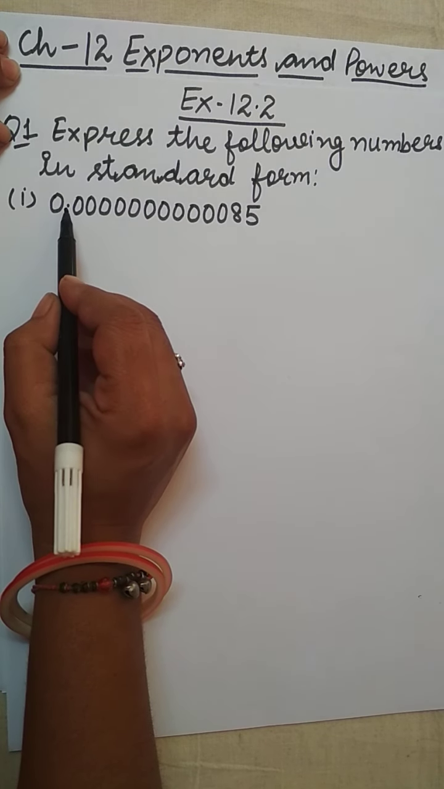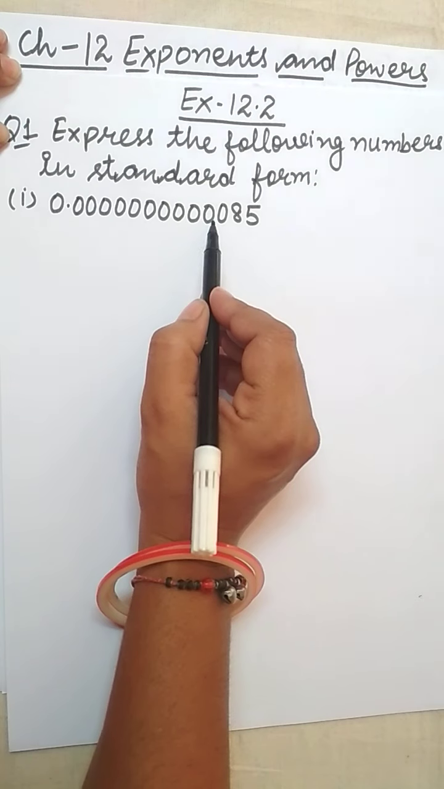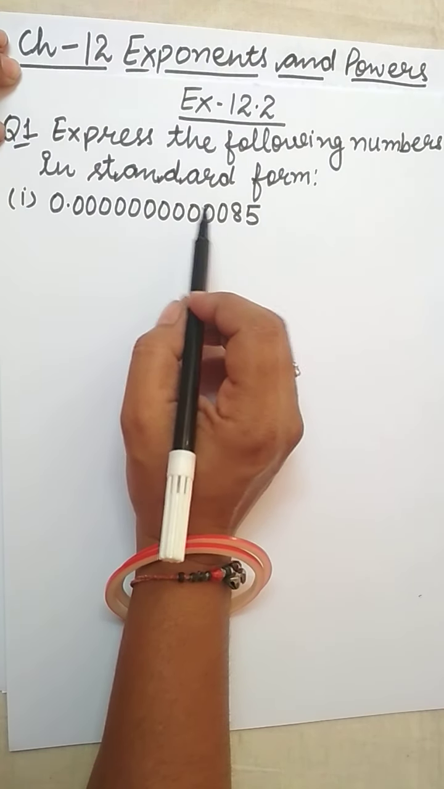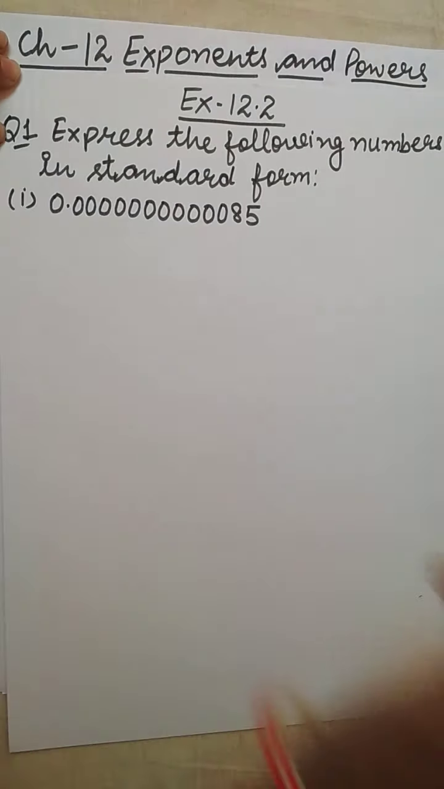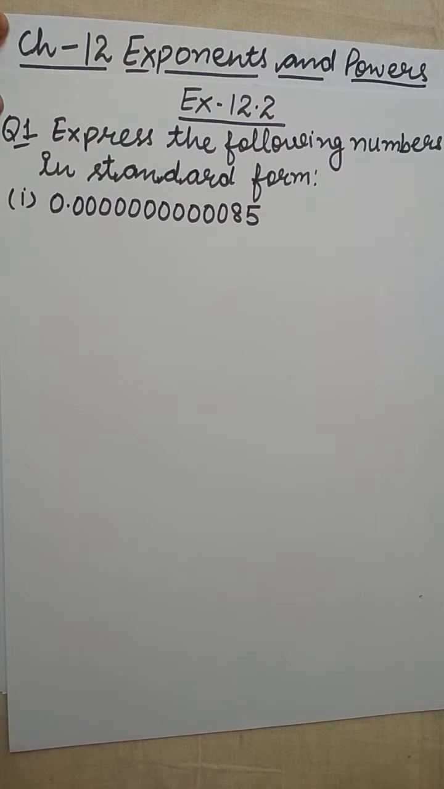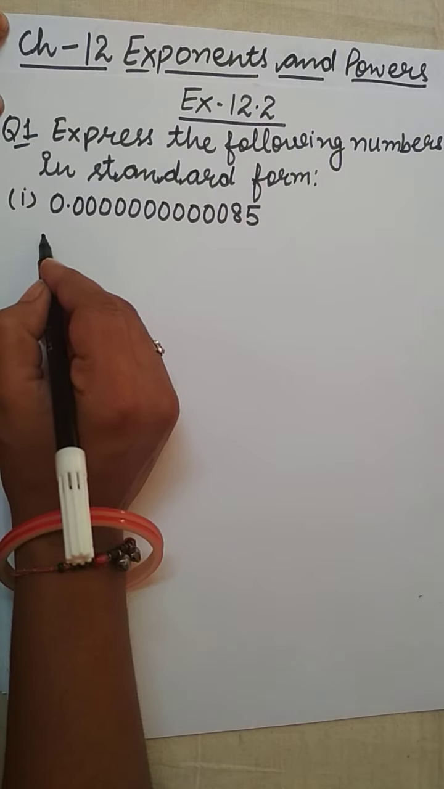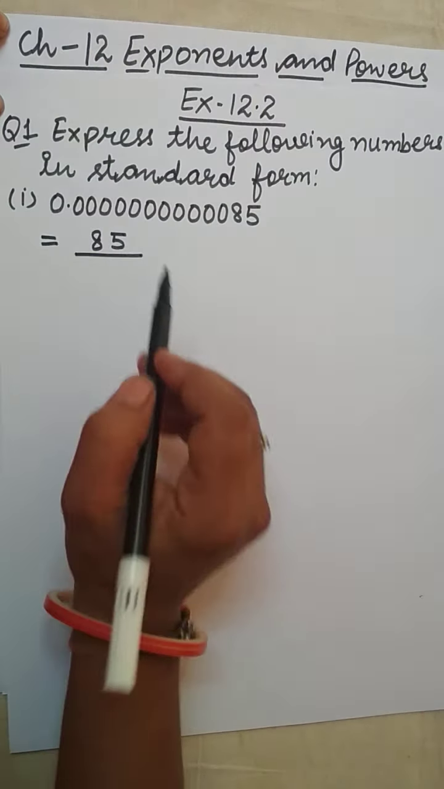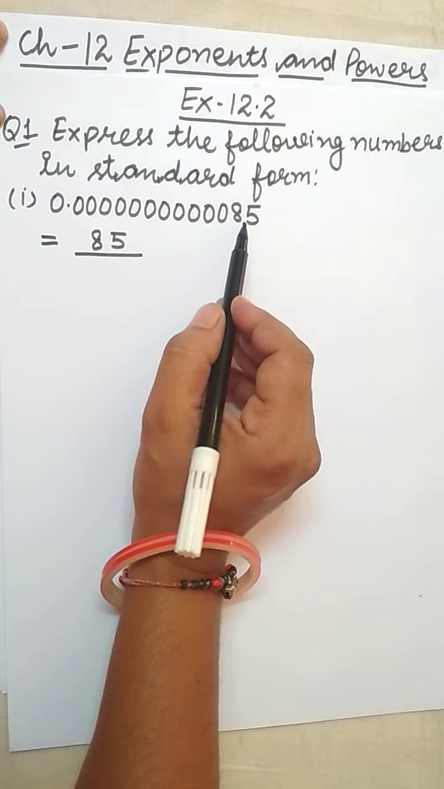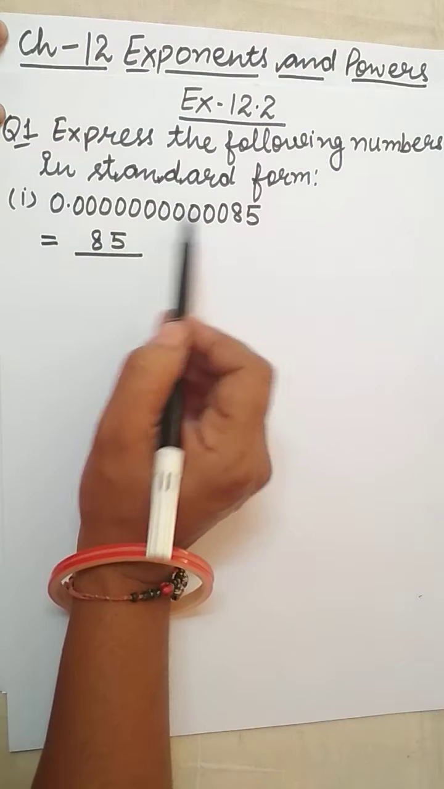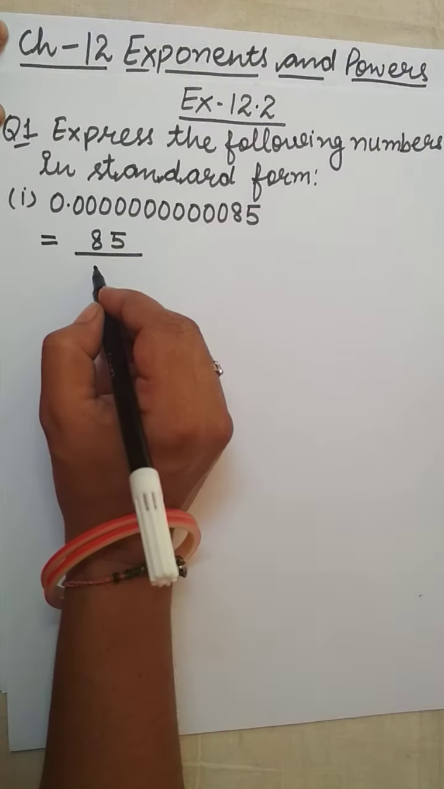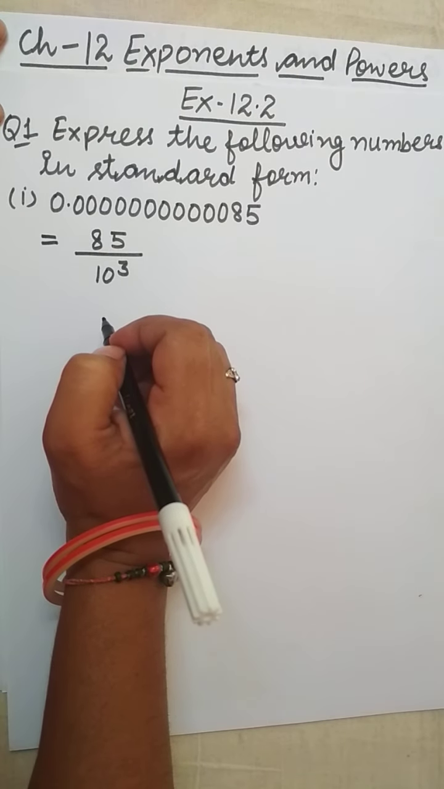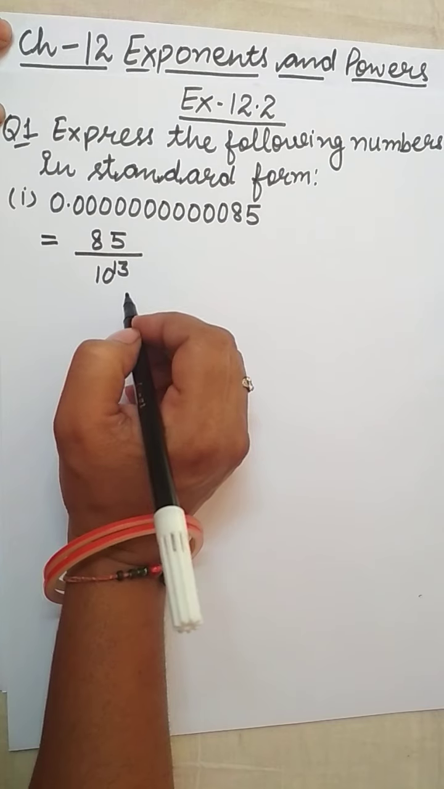First part, 0.00000000000085. We want to express this number in standard form. This can be written as 85 upon 10 raised to power 13, as there are 13 digits after the decimal. So this can be written as 85 upon 10 raised to power 13.